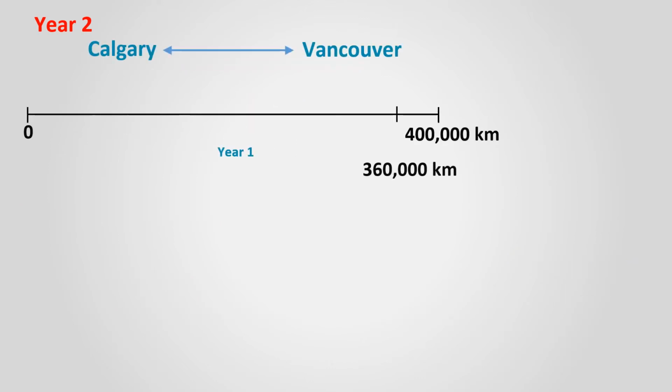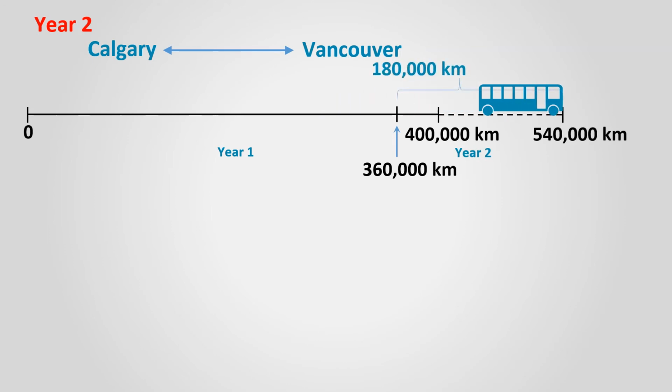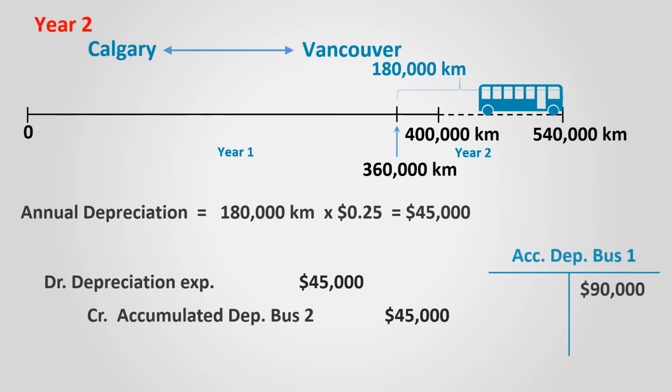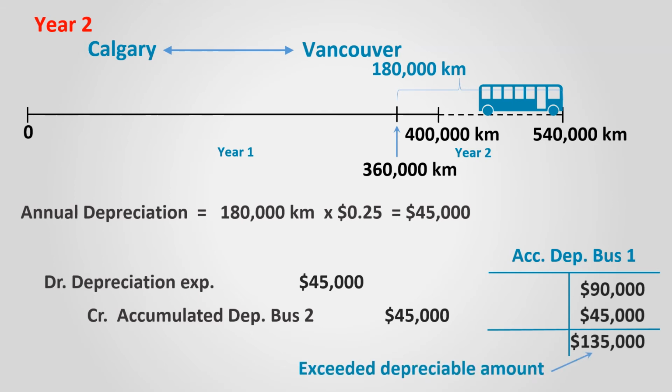In year 2, the Calgary-Vancouver bus traveled for 180,000 kilometers, exceeding its useful life of 400,000 kilometers in only 2 years. The depreciation expense, if calculated as usual, will be 180,000 kilometers times $0.25, which is $45,000. If we debit depreciation expense and credit accumulated depreciation by $45,000, its balance in the accumulated depreciation account will be equal to $135,000. This will exceed the depreciable amount of $100,000, which is the difference between the cost of $120,000 and the salvage value of $20,000.